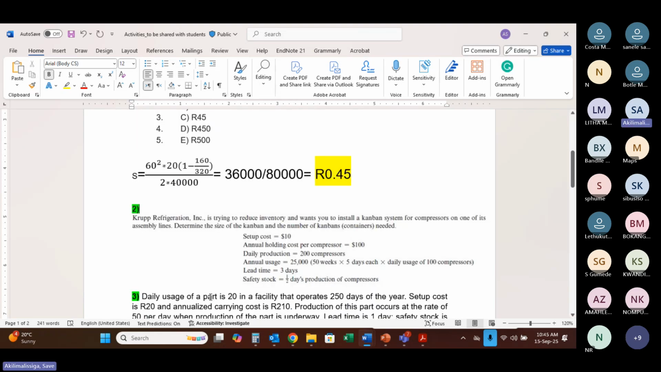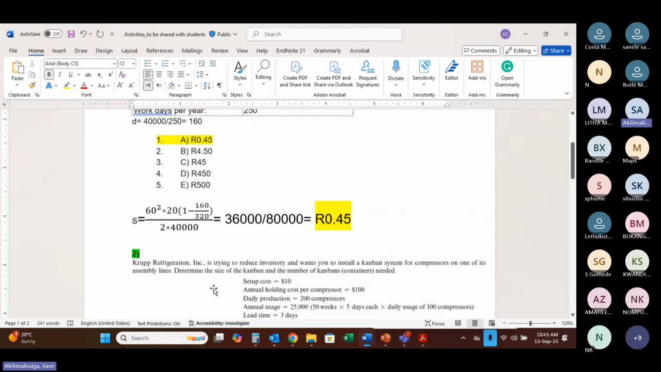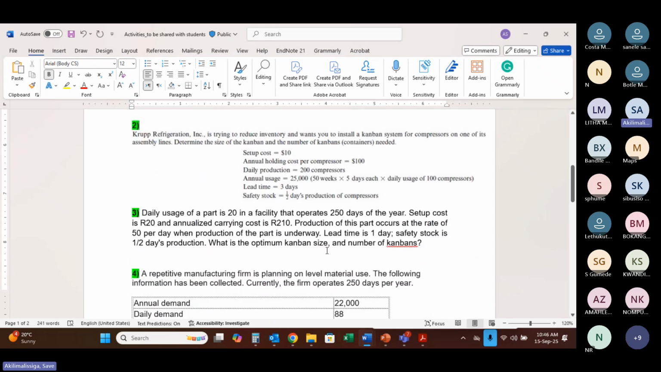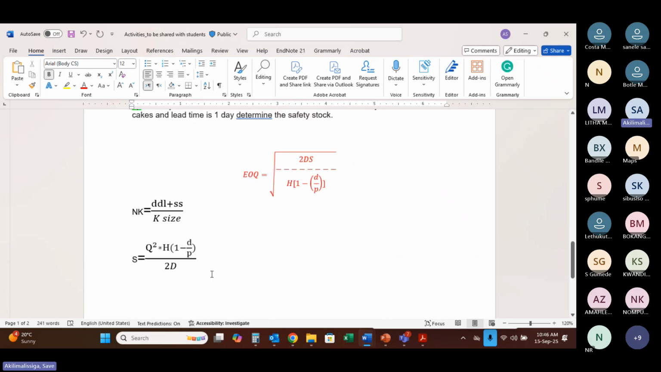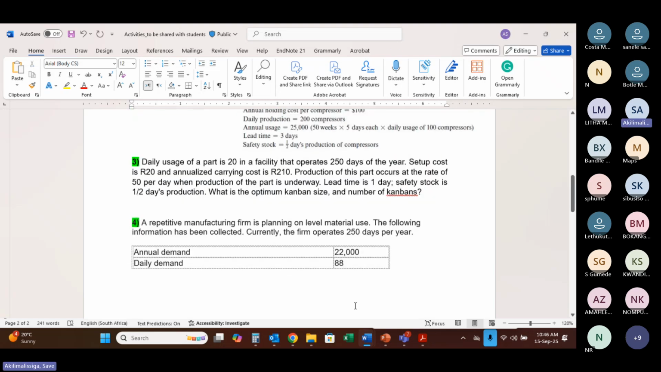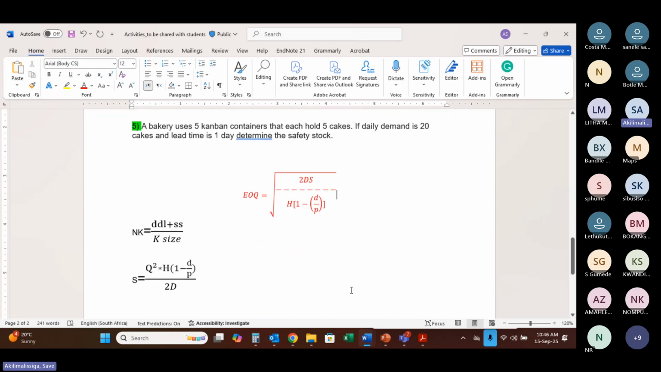If that is fine, let's quickly look at question number 2. Here we have already used the setup cost formula. So we're also gonna check where we can make use of this formula and this one as well, because these are the three formulas that you are going to use even in the test.